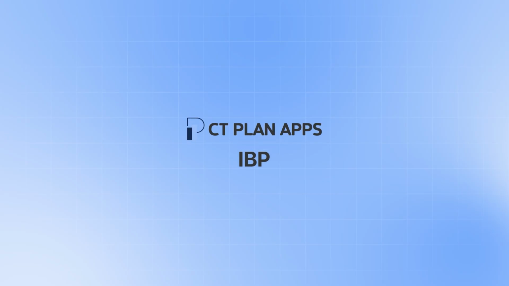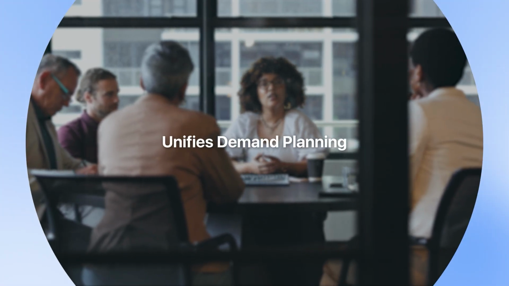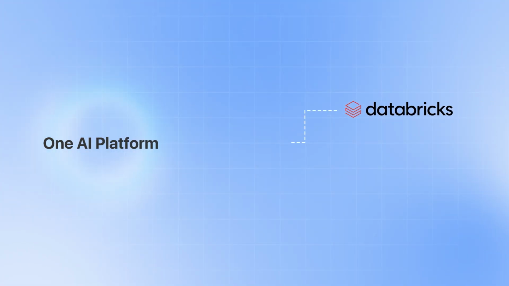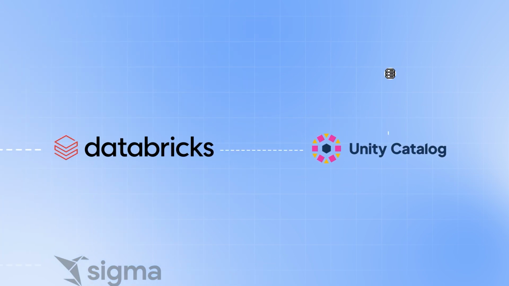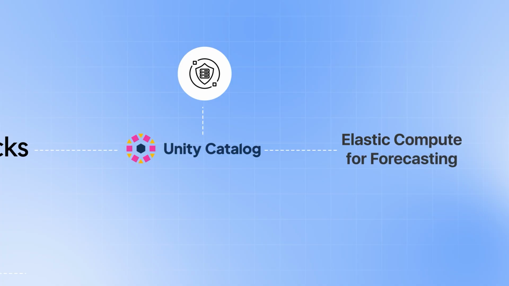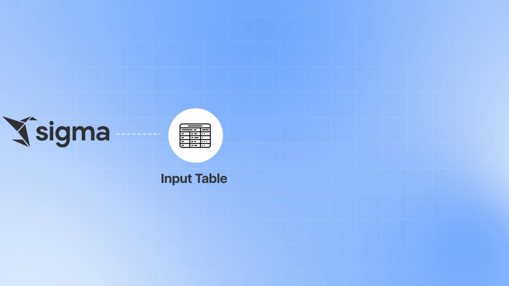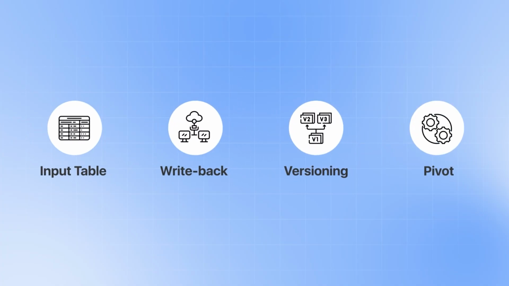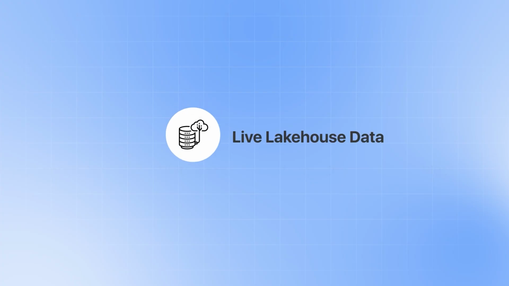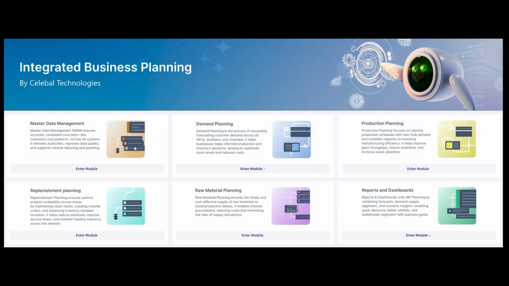IBP by CT Plan Apps unifies demand planning on one AI platform using Databricks and Sigma. It combines Databricks' Unity Catalog for governance and Elastic Compute for forecasting with Sigma's input tables, write-back, versioning, and pivots, all operating on live lakehouse data. Let me show you how it works.